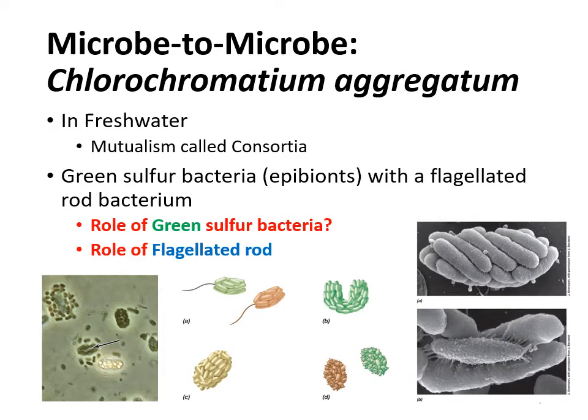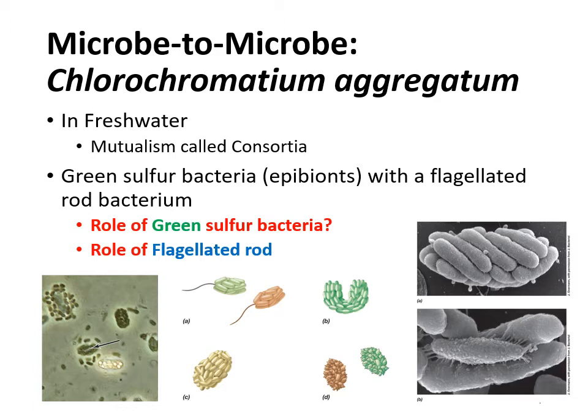For the next relationship, which is always fun to say or gives me trouble every time, Chlorochromatium aggregatum. It sounds like a Harry Potter or one of those sci-fi kind of spells that you would hear. So in this one, you find this in fresh water. It's a relationship of mutualism, again, okay? And it's usually referred to as a consortia. And in this one, you end up with two members.